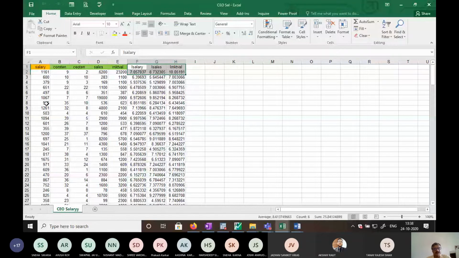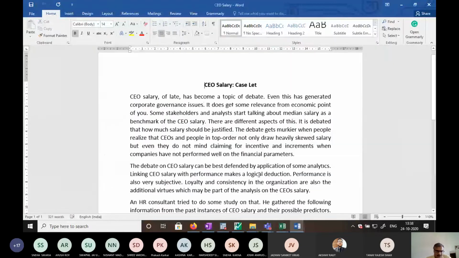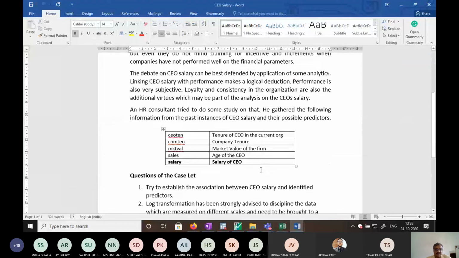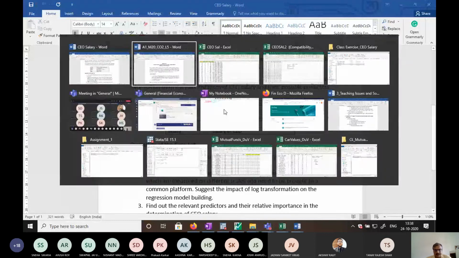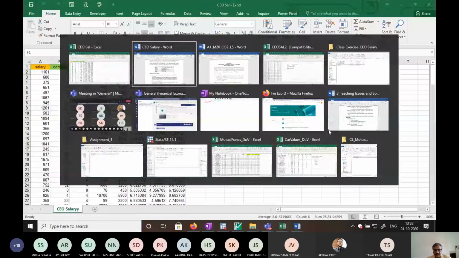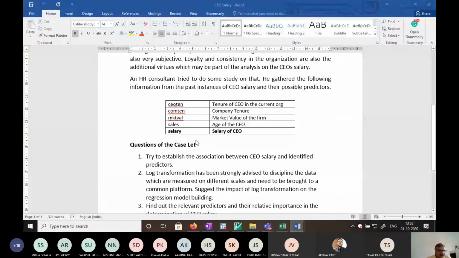Then you have variables. Description of variables are there here also in the caselet. As you are finding in this data set, you are given 4 variables. So similarly, along with salary, you have got 4 independent variables. Salary is there, salary of CEO in $1,000. Sales. Just this first and last have got interchanged.